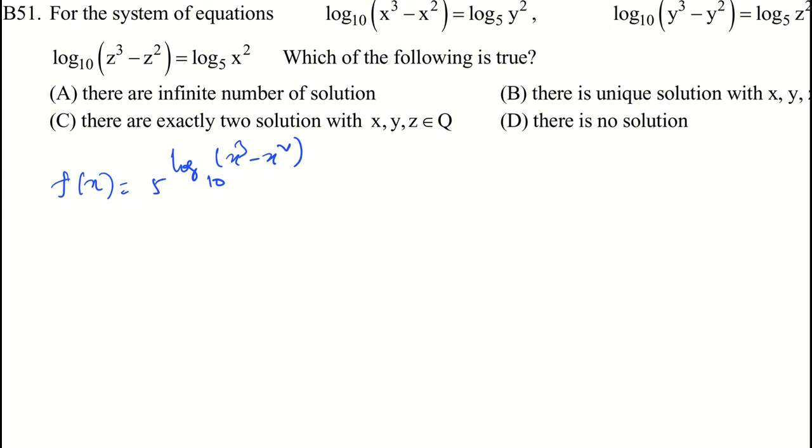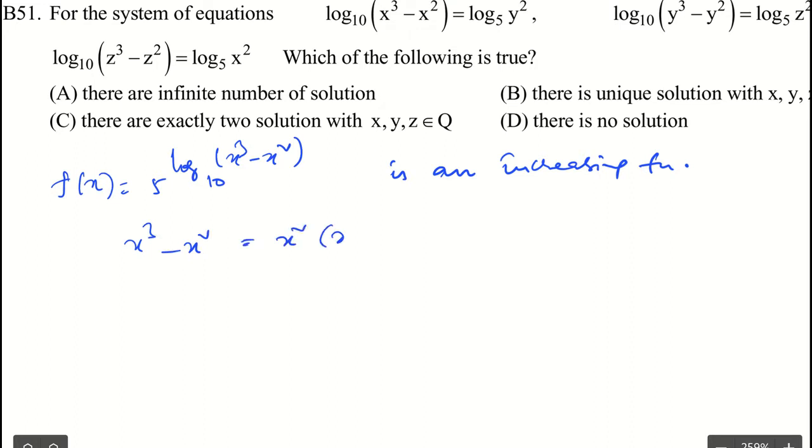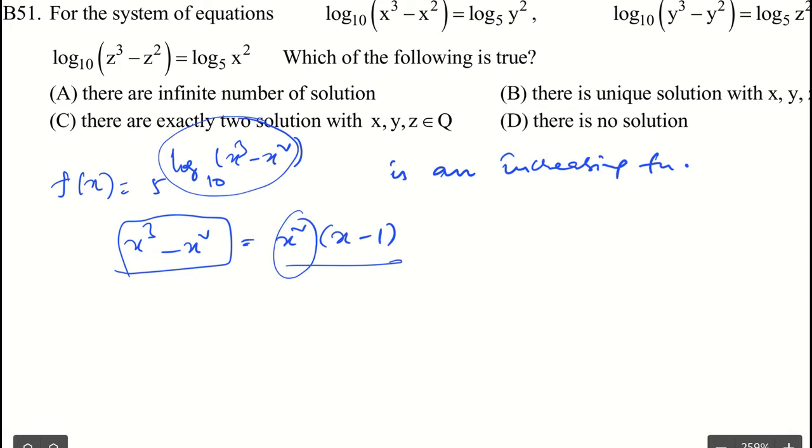To solve this problem, we will first show that this is an increasing function. Now to show that it is an increasing function, it's pretty obvious. You consider x cube minus x square, which is x square into x minus 1. And for this to be defined, you need this to be positive. That means this must be positive. Already this is positive, so we want x minus 1 to be positive. So obviously x is greater than 1.